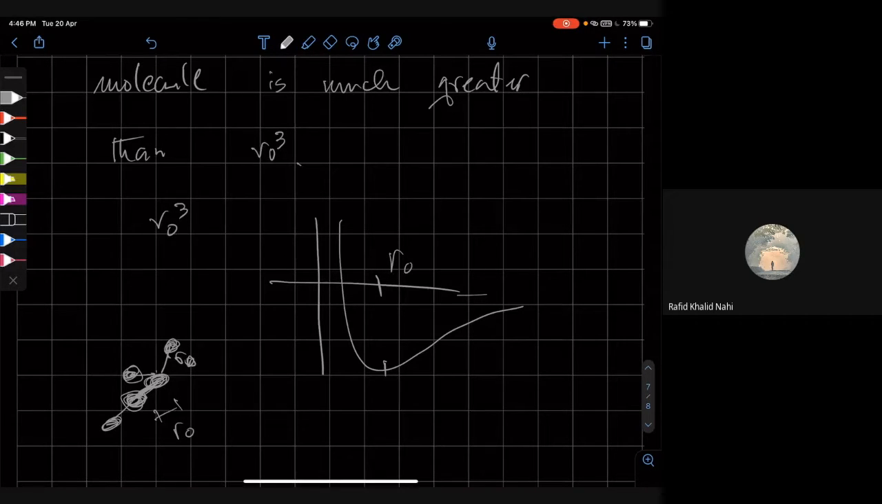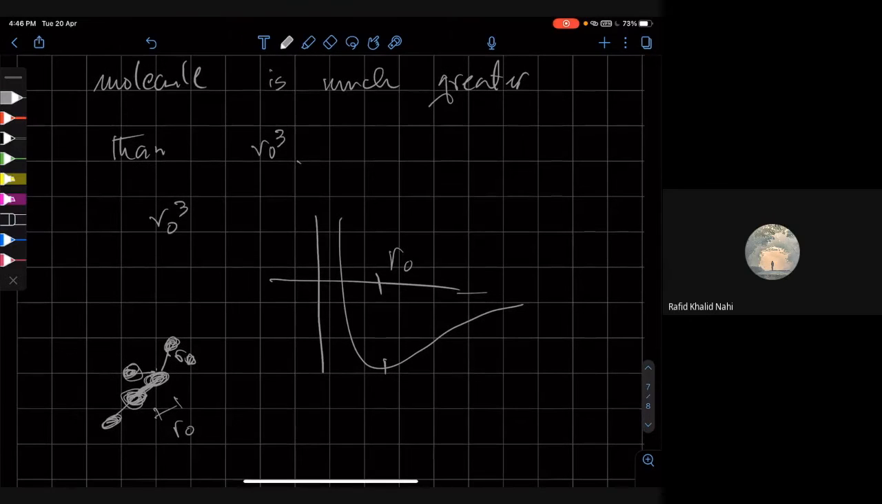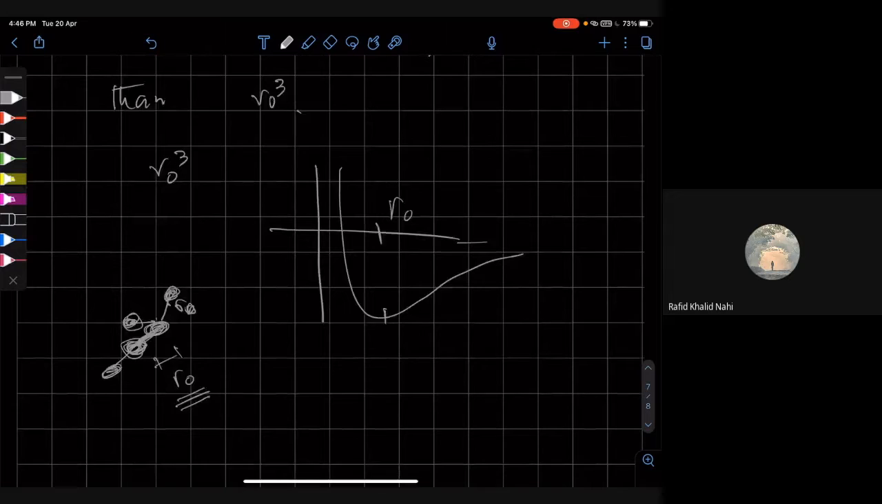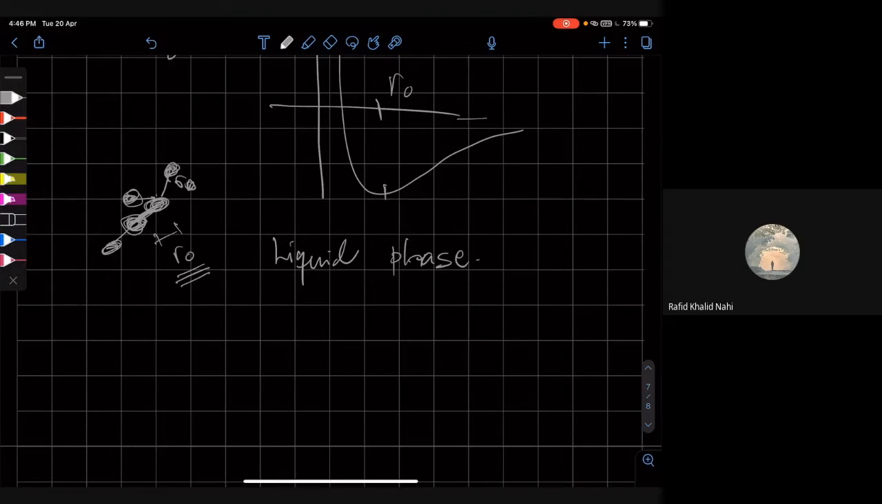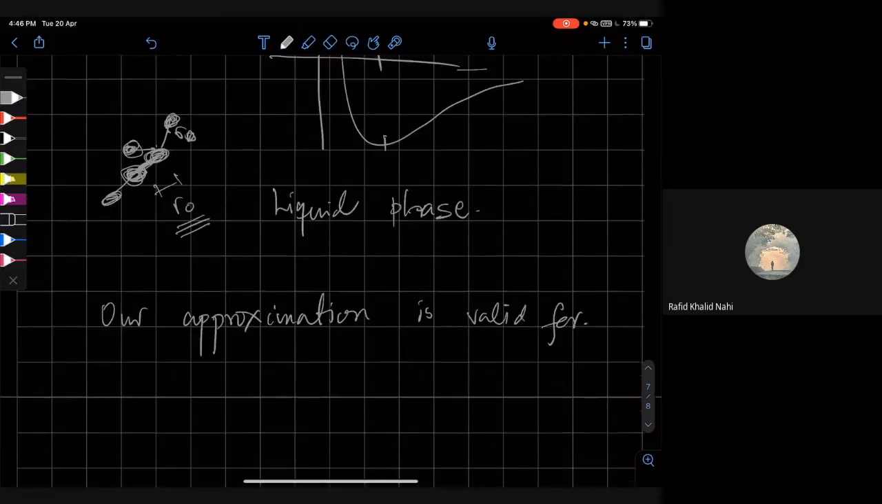So what this is saying is that the gas law is valid as long as the distance between the molecules is much greater than r naught. But the situation where the distance between molecules is r naught has a name. It's called the liquid phase. So what we are saying is that our approximation is valid for densities much lower than the liquid case.